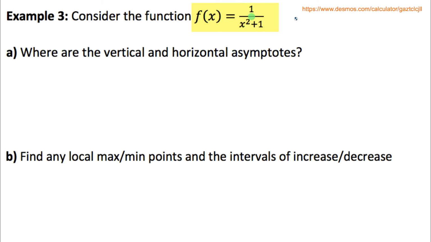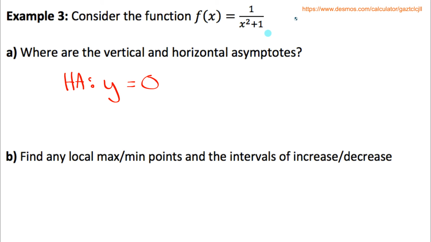Okay, our last example for this lesson. Consider this function, which has degree 0 in the numerator, degree 2 in the denominator again. It says where are the vertical and horizontal asymptotes? Well, since the denominator is higher degree than the numerator, I know there's a horizontal asymptote at y equals 0. And vertical asymptotes are at the x values that make the denominator be 0.